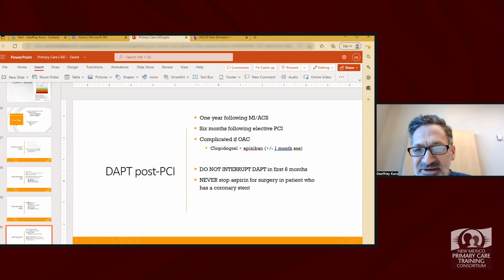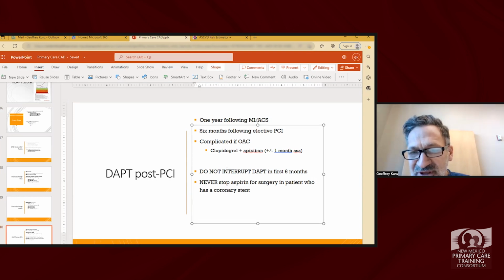If they do, that is a permanent intravascular foreign body. We typically recommend, if it's an acute coronary syndrome or a ST elevation MI, that they continue dual antiplatelet therapy for a year and then stop either the aspirin or the P2Y12 inhibitor. If it's an elective PCI that is not an acute setting, it's 6 months. And then it gets very complicated if they have a reason for oral anticoagulation. But the point I really want to leave you with regarding this is to not interrupt DAPT in the first 6 months unless they're having some major bleeding.